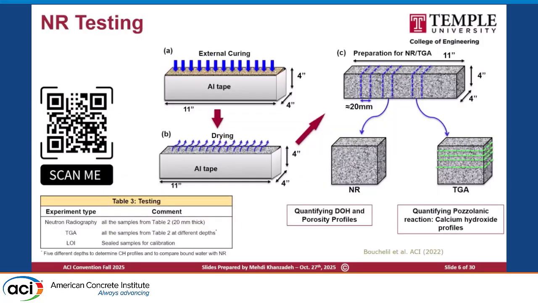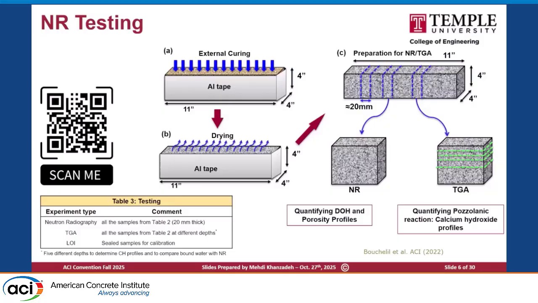For this purpose, we casted 8 different mixtures. We had 2 different water binder ratios, a system with fly ash, and a system with silica fume. After casting, we sealed the sides and the bottom, and we cured it from the top. We had different curing methods: some of the samples were internally cured, some of them were not.